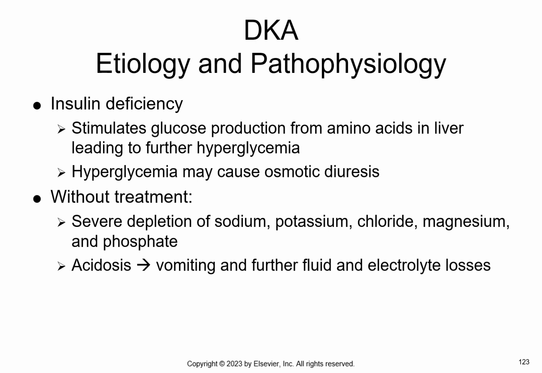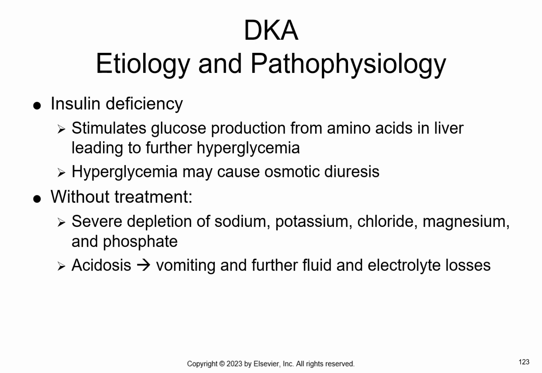Hyperglycemia may cause osmotic diuresis. So without treatment, severe depletion of sodium, potassium, chloride, magnesium, and phosphate occurs. Then we get acidosis and we get vomiting and further fluid and electrolyte loss.